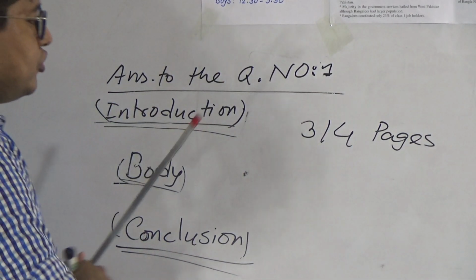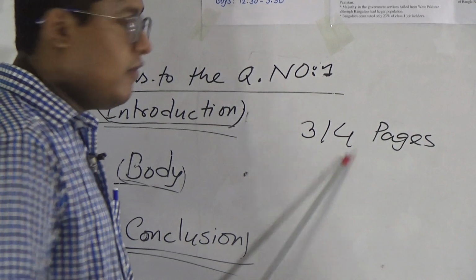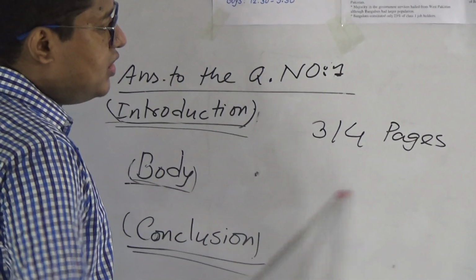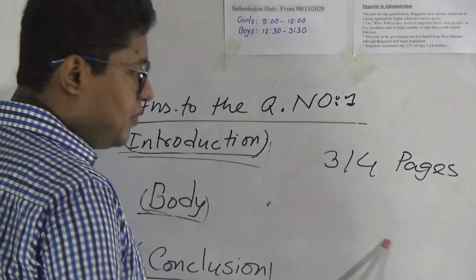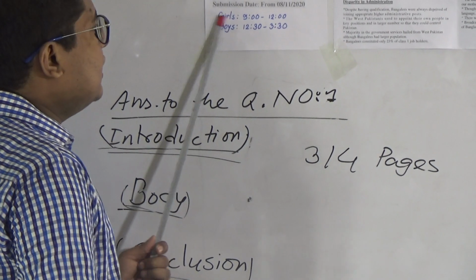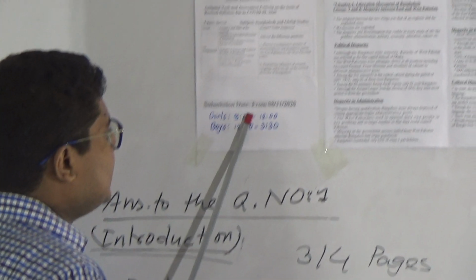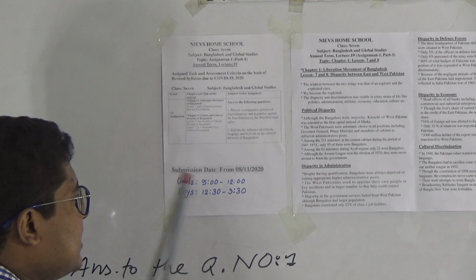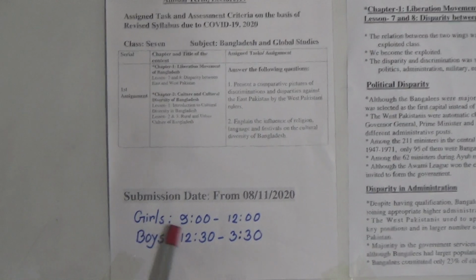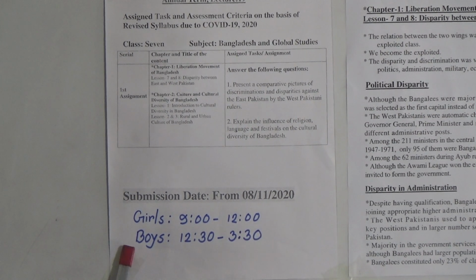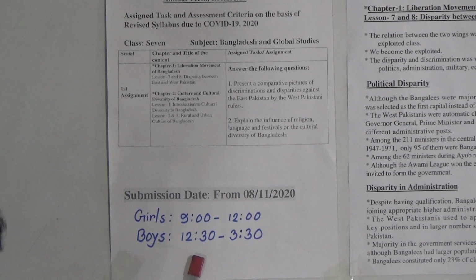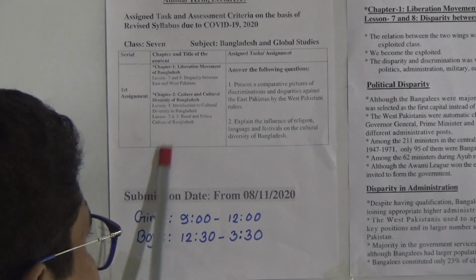And you will have to use your creativity when you are writing your answers, okay? You have to write the correct information, use your creativity, no spelling mistakes, no grammatical mistakes, okay? So let's come here. Your submission date of your first assignment, you can submit your assignment from 8.11.20. Girls will submit the assignment from 9 to 12, and boys will submit the assignment from 12:30 to 3:30 in our school office.